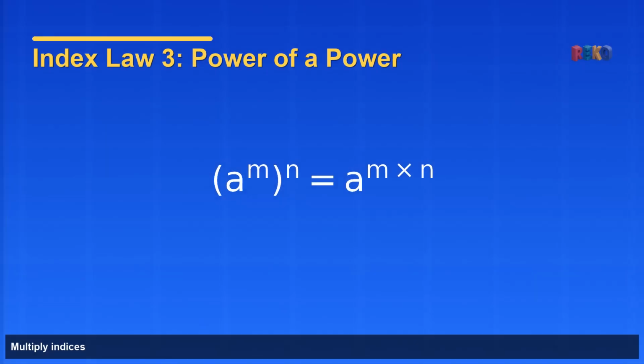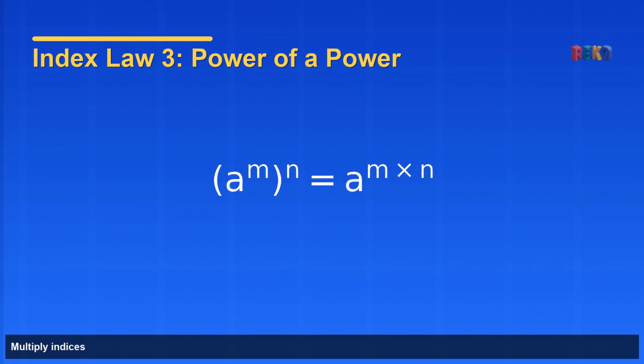When raising a power to another power, we multiply the indices because the base is being repeated in groups of repeated multiplications. For example, if we take a squared and then cube it, that means we have 3 groups of a squared multiplied together, like a squared times a squared times a squared.